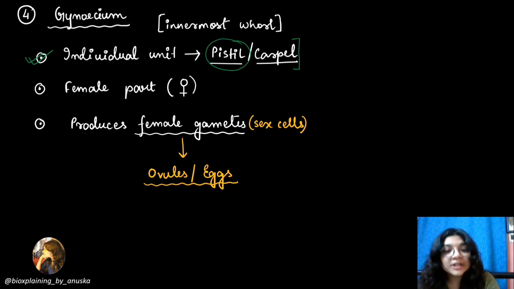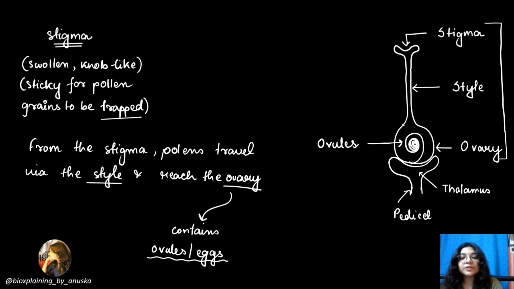So talking about the structure of the female part. If you look carefully into the diagram that has been shown, there are three distinct parts to the gynoecium, or rather to the pistil. The first part that we have is the stigma. The second part we have is the style. The third part we have is the ovary.